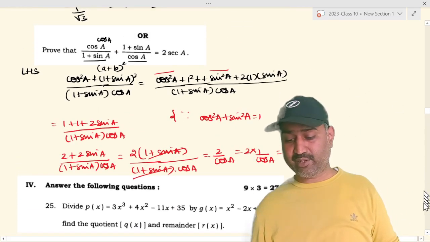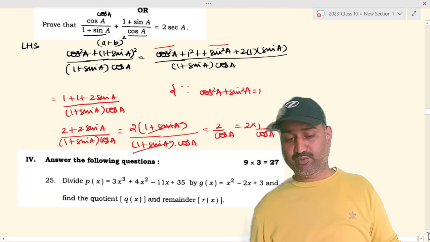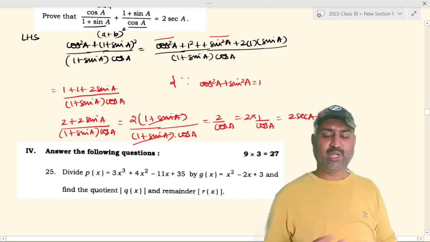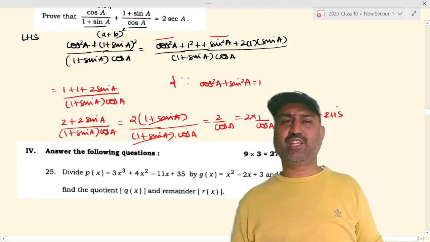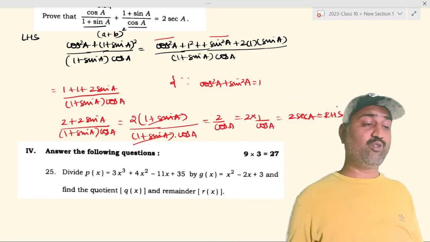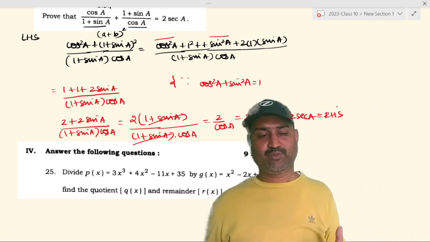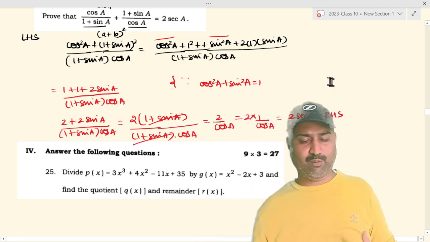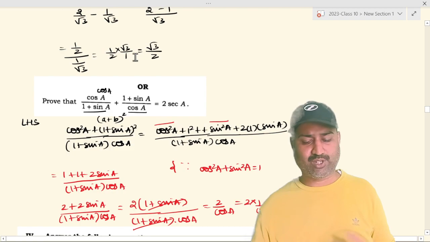Whether we got RHS here? Definitely yes. We got RHS here. Therefore 2 secant A is equal to RHS. A very easy question. You will get confirmed answer here. Usually in the exam, if it is an or choice, you always prefer proof questions, because the marks are in your pocket, right? But anyway, the above question is much simple. You can solve that question also.